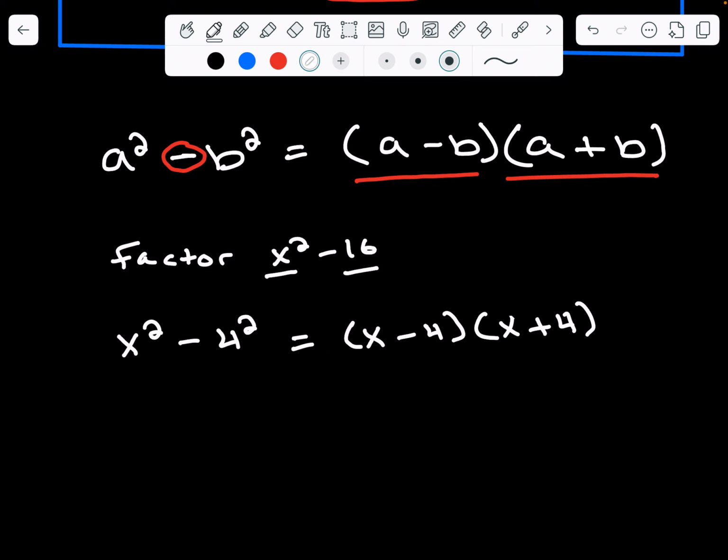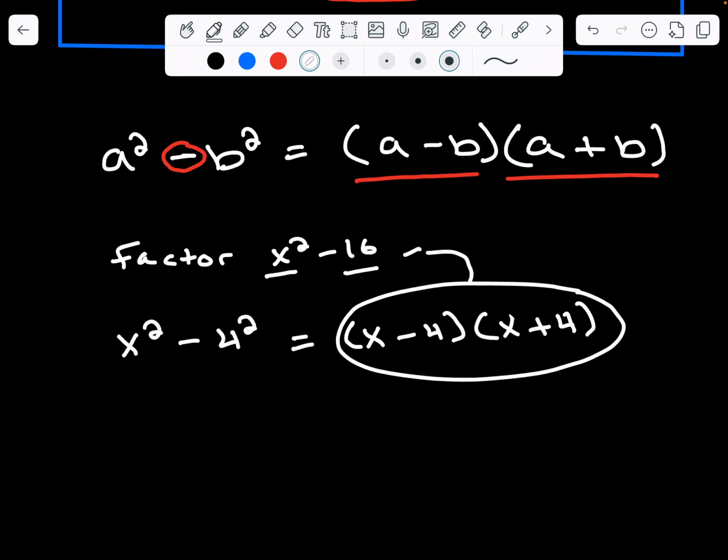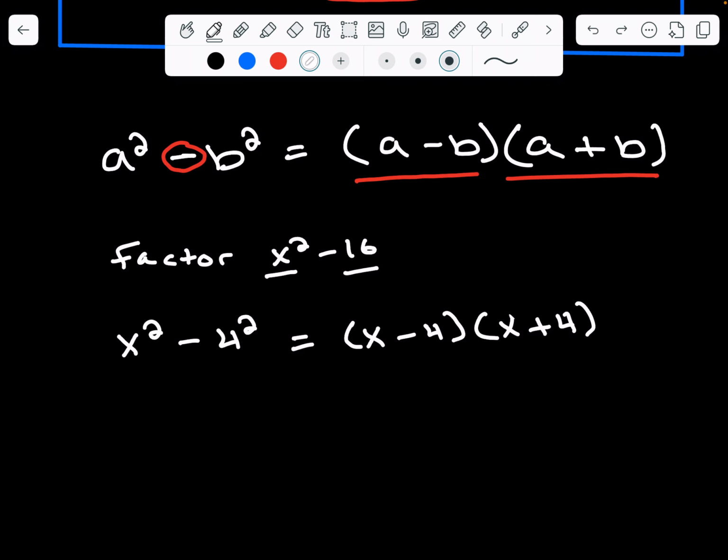So our third step here is after we have our two binomials, or our answer, we need to FOIL this out to see if this is exactly the same thing. So we want to make sure that this right here is the same thing as this. So how do we do that? Well, we're going to use our FOIL method. So FOIL stands for first, outside, inside, last.